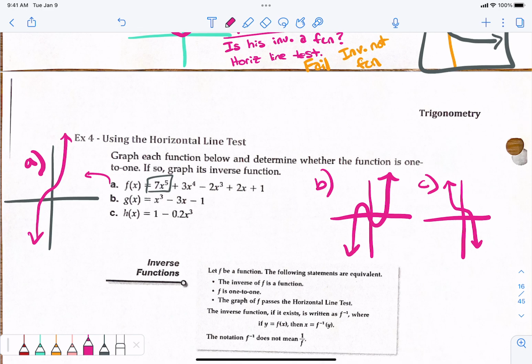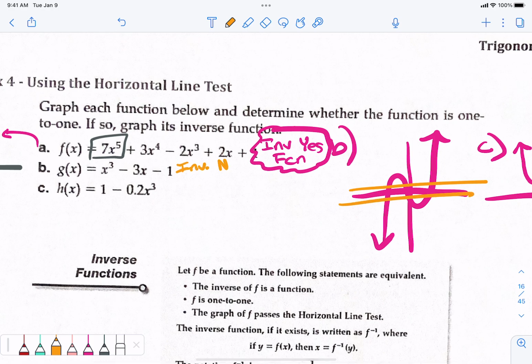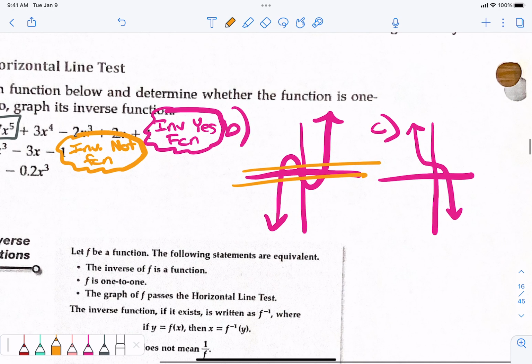Are A, B, and C all functions themselves? Yes, they all would pass the vertical line test. Okay. A, will he pass the horizontal line test? Yes, which means his inverse is a function. The inverse is yes, a function on A. B, is the inverse a function? No, through here he's going to cross multiple times. So I'm going to say inverse, not a function. What about C? Inverse, yes, function. He will pass the horizontal line test.